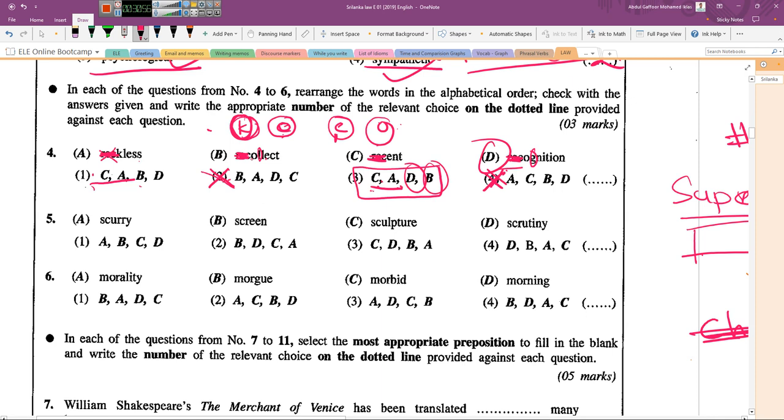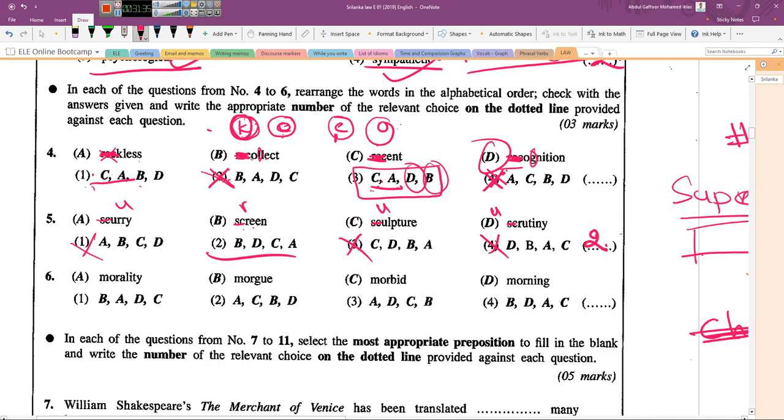Okay. Now again, scurry, screen, sculpture, and scrutiny, right? So scurry, screen, SC, right? So we can eliminate SC, SC, SC, SC. Now U R here, U R U U. So R should come first, right? So this cannot be the answer, this cannot be the answer, this cannot be the answer. So the answer would be the second one. Okay, right, here the answer is the second one.